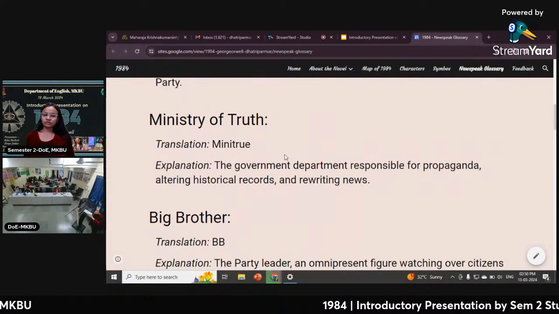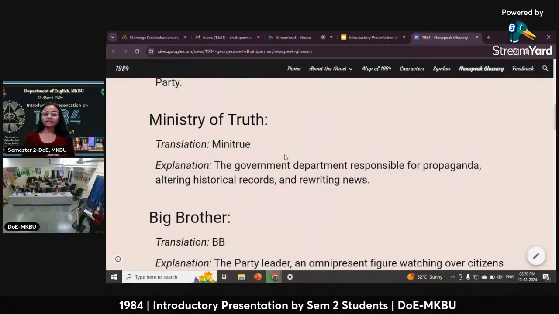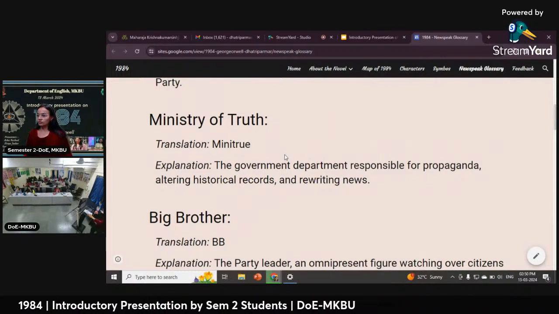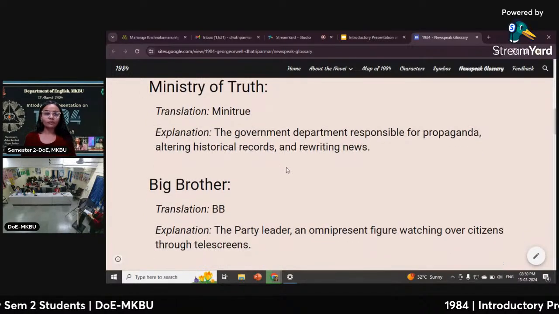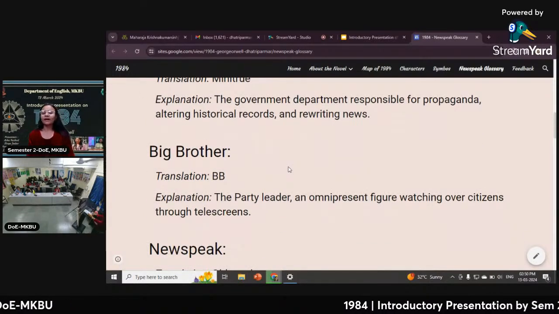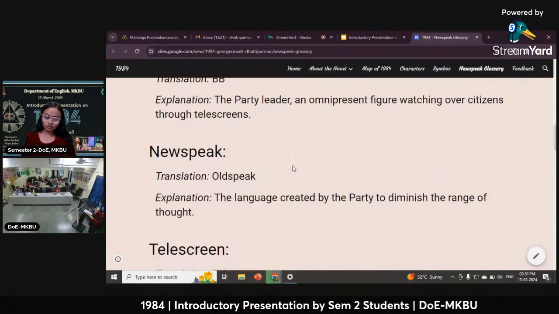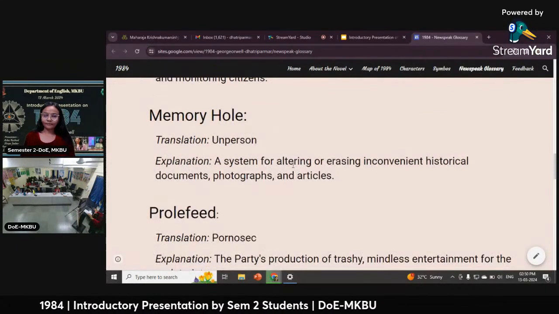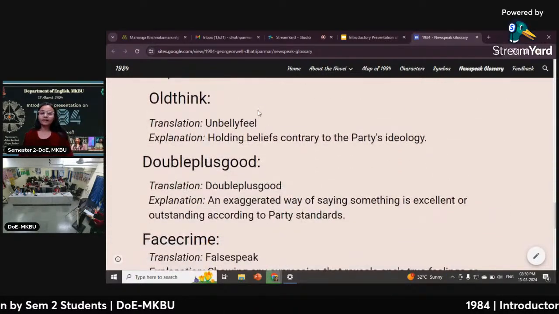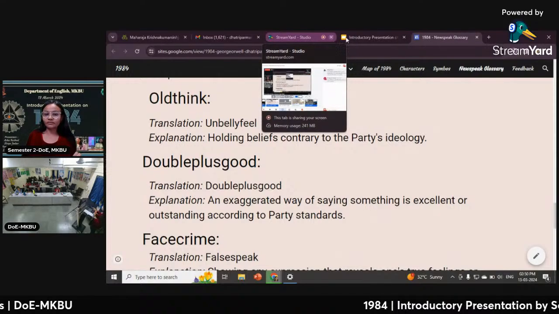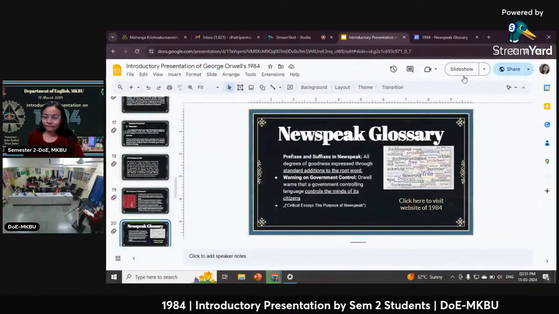Another is the Ministry of Truth, the government department responsible for propaganda, altering historical records and rewriting the news. As my fellow presenter mentioned, another important word is Big Brother, the party leader and omnipresent figure watching over the city. Newspeak, telescreen, memory hole. All these words are somehow connected with the Orwellian vocabulary, which is specially used by Orwell in this.